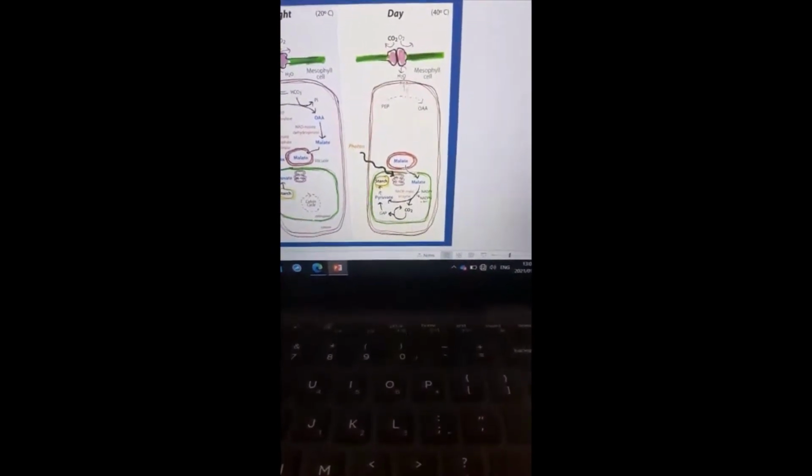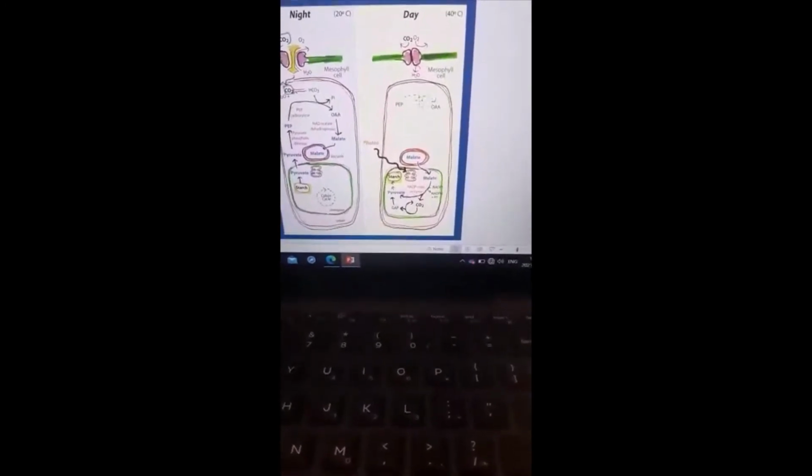Come during the day, we shift, we come to this slide. During the day, the stomata get closed. No more CO2 is coming in, no more air is coming in. The stomata are shut during the day. Then what happens? So it means from early in the morning, the stomata of this plant will be closed.